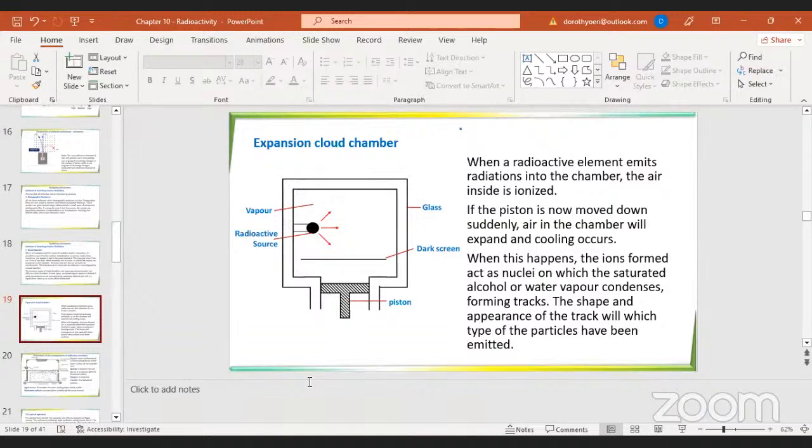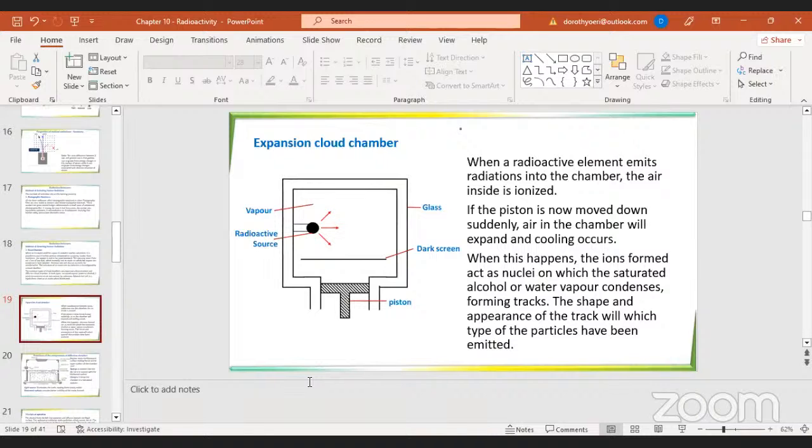Now when you suddenly pull, we are talking about when the piston is moved down suddenly, the air in the chamber will expand and cooling will occur. The cooling will take place on the ionized air particles. They act as the nuclei on which the saturated alcohol vapor, which can be either alcohol or water, condenses. And tracks are formed. The outline of the tracks are formed.